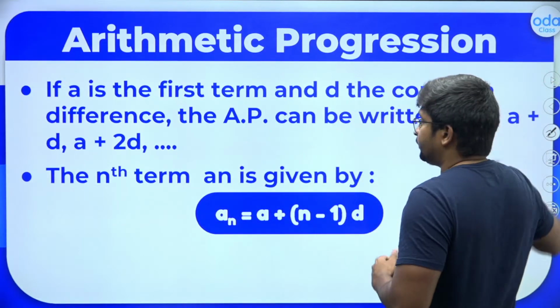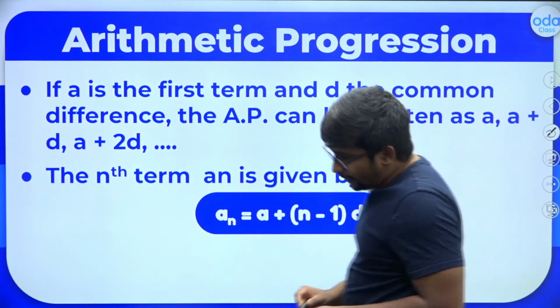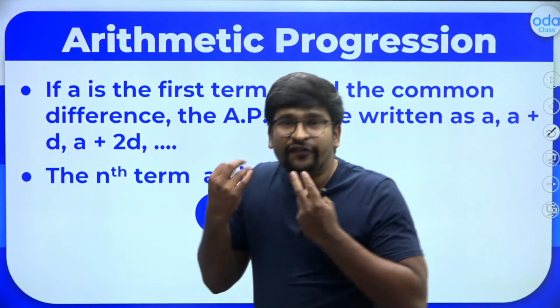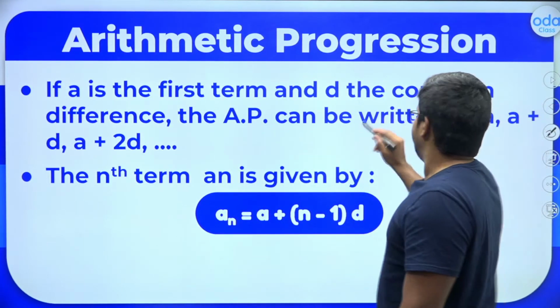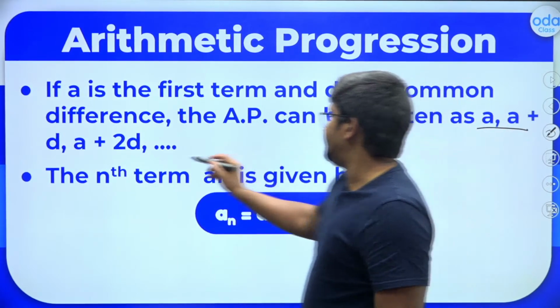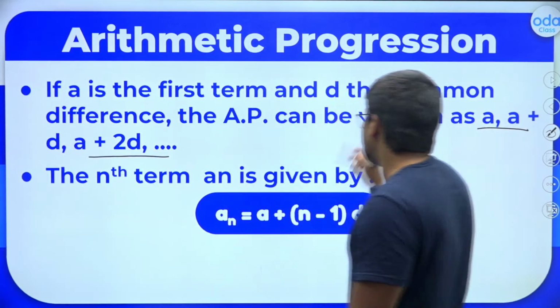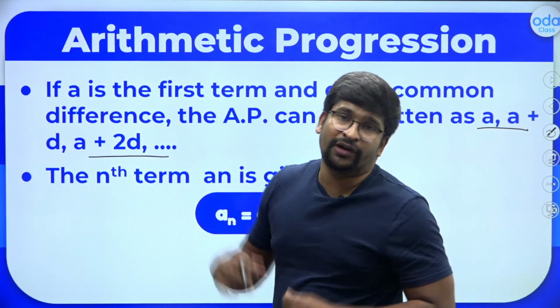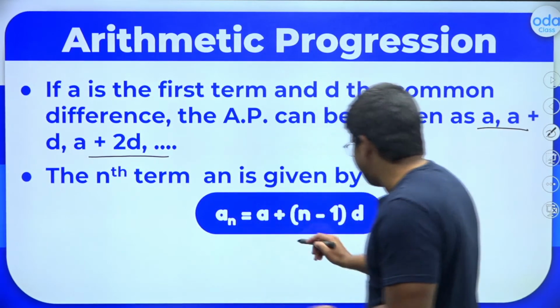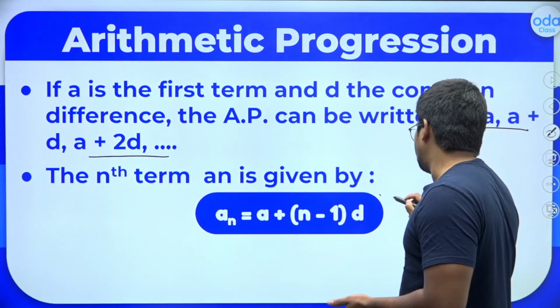Yes or no? You can write. So, in general, how can you write? What is the formula of the nth term of an AP? From this, you can generalize, right? a plus d, a plus 2d, etc. From here, you can write in general the nth term of an arithmetic progression is found by the formula an is equal to a plus n minus 1 into d.